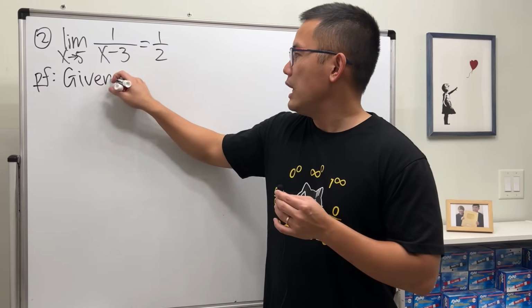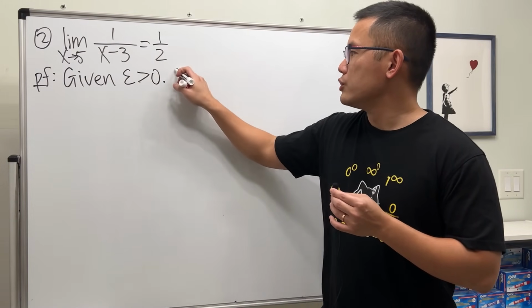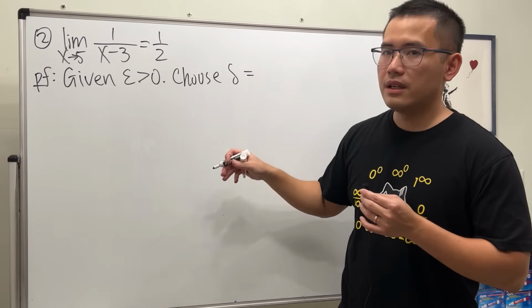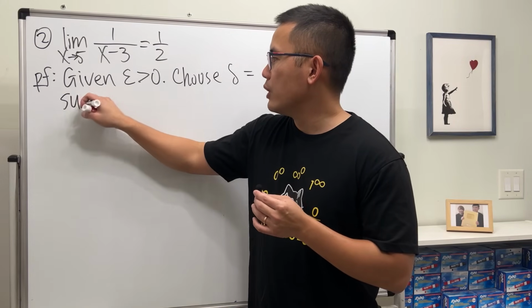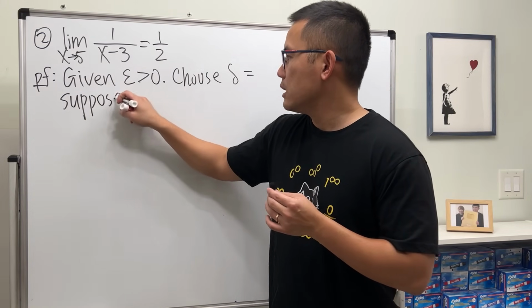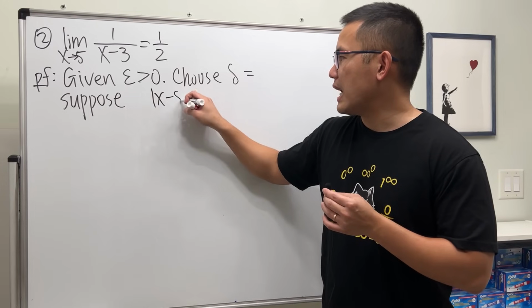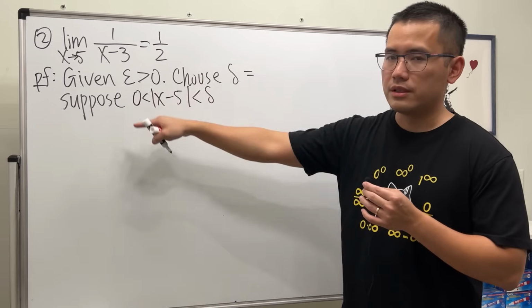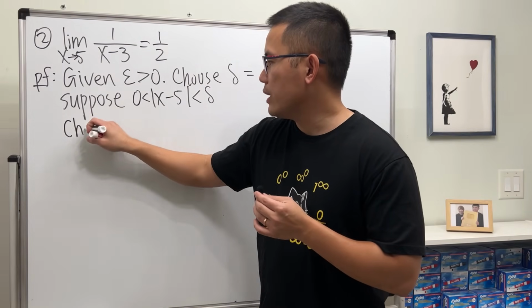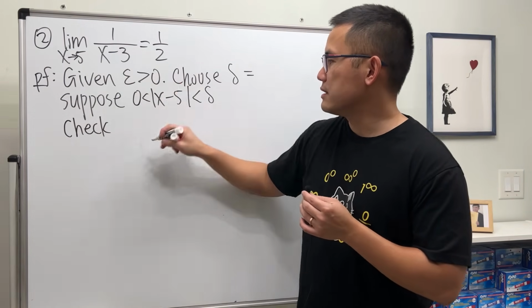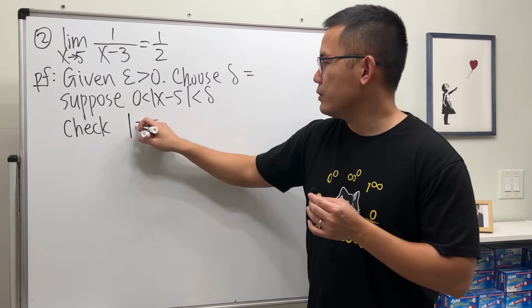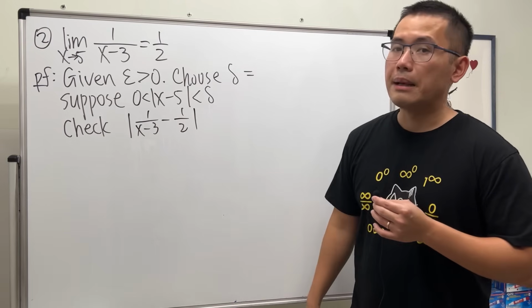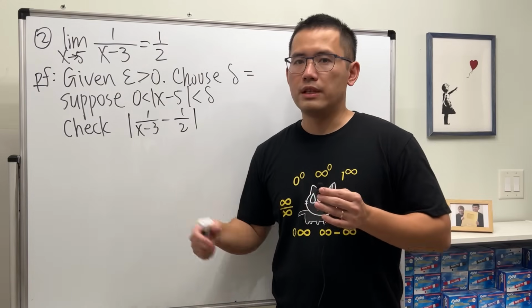Given epsilon greater than 0, choose delta. We don't know yet, just leave it. And then we are going to suppose the distance between x and 5 is less than delta, and make sure that it's greater than 0. And then we are going to check this minus that in the absolute value is less than epsilon.